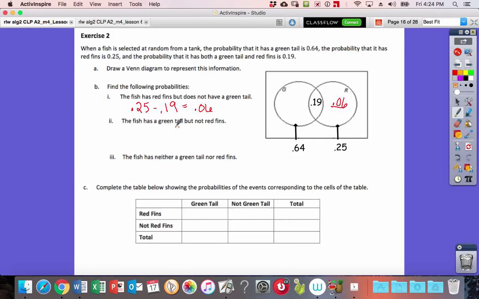Okay, now the fish has a green tail, that's the big circle, but not red fins. So I'd have to know what goes right here. And I can use the subtraction of 0.64 minus 0.19. And I'm going to get 0.45.